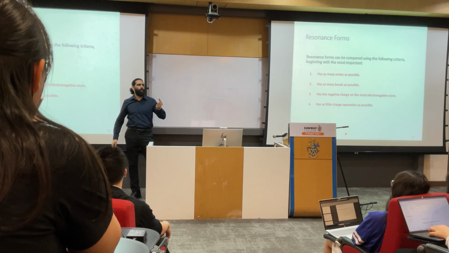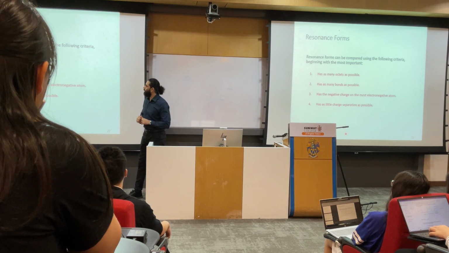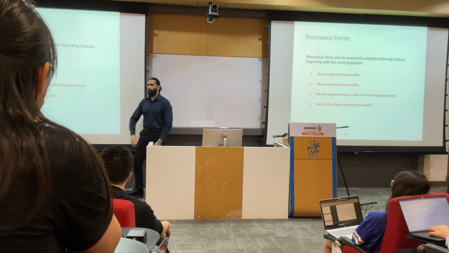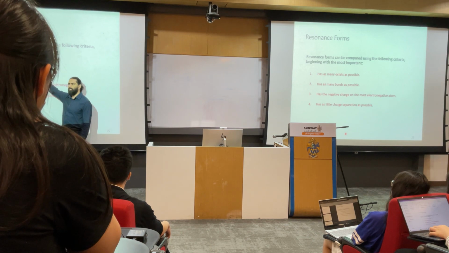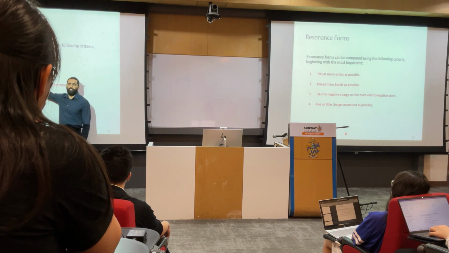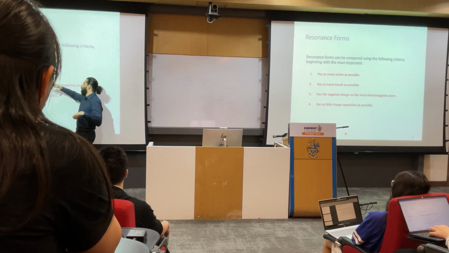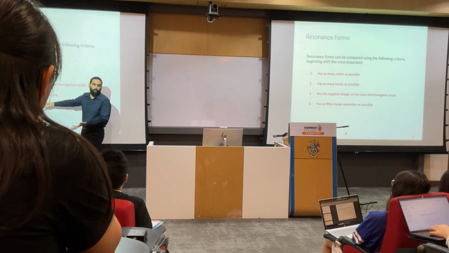That's principle number one. Principle number two is that it should have as many bonds as possible. So when this applies, you will go with this. When this does not apply, then you will move to this. When this applies, perfect. When this does not apply, you will go with this. We will look at the example and then you will know what I'm saying.